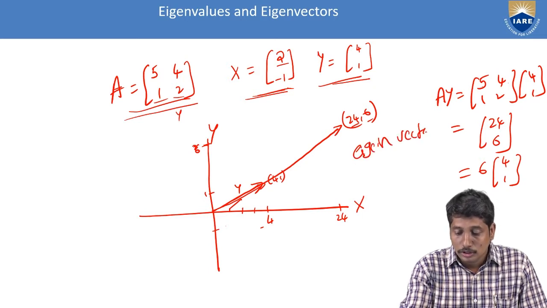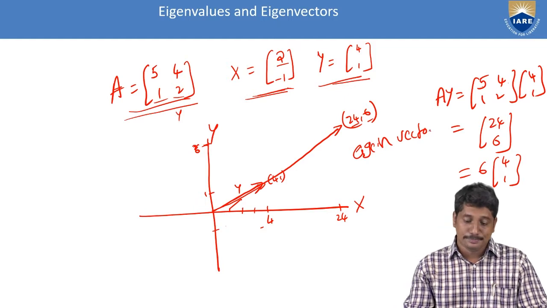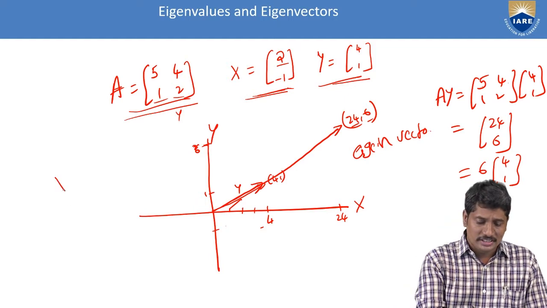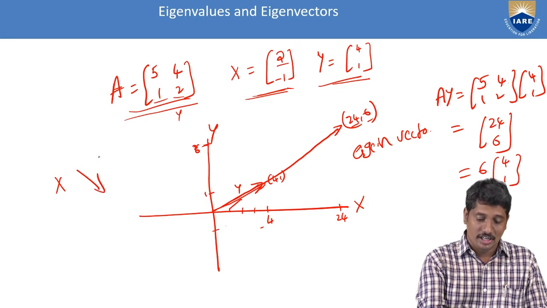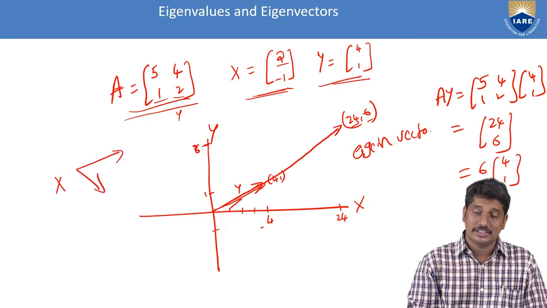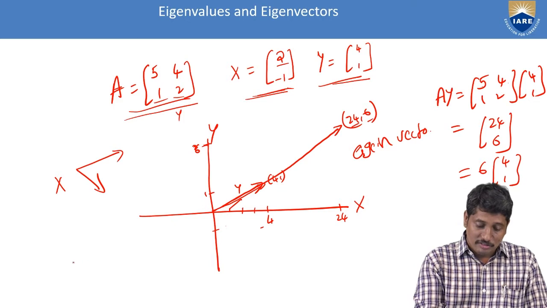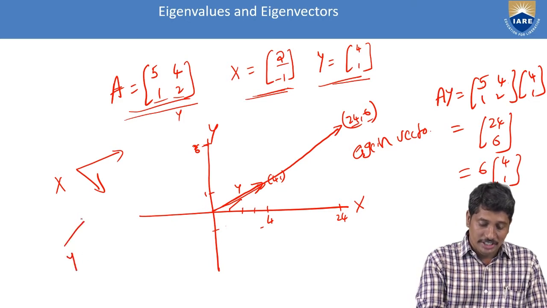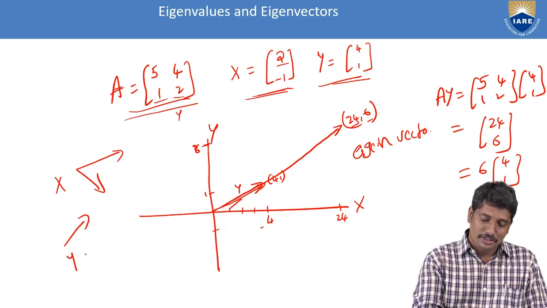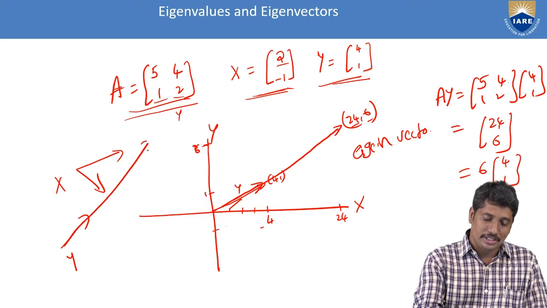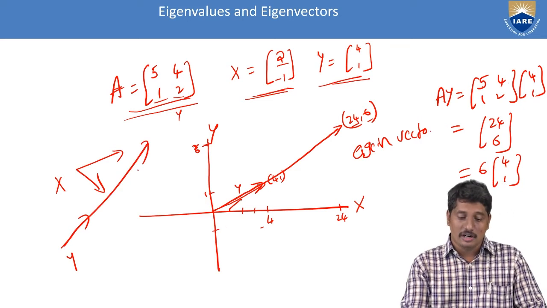Eigenvector. Here we have seen that the vector x has changed its direction. Initially it is going in this direction; later, after multiplication with A, it has changed its direction. But the vector y, initially it is going in this direction, and after multiplication with A, it continues in the same direction. This kind of vector is called an eigenvector.